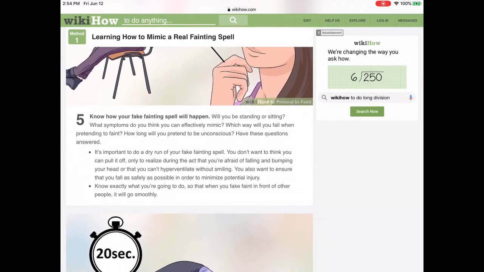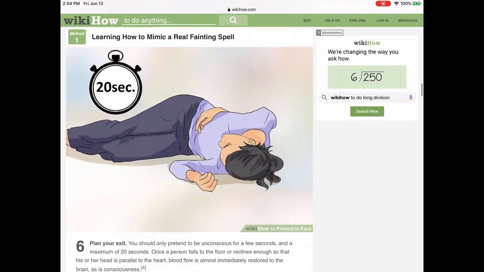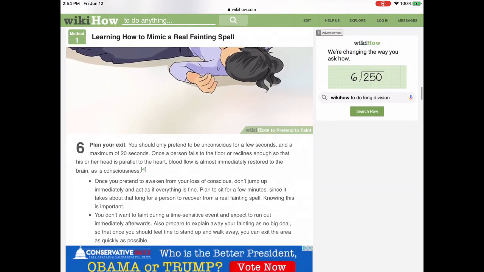Know how your fake fainting will happen. Will you be standing or sitting? What symptoms do you think you can effectively mimic? I'm really good at pretending to be knocked out. I don't believe I've ever fainted before. Actually, there was one time when I broke my wrist. I blame my PE teacher for that.